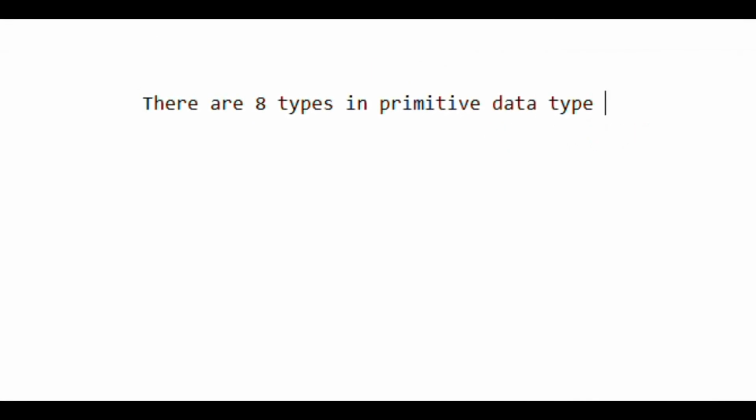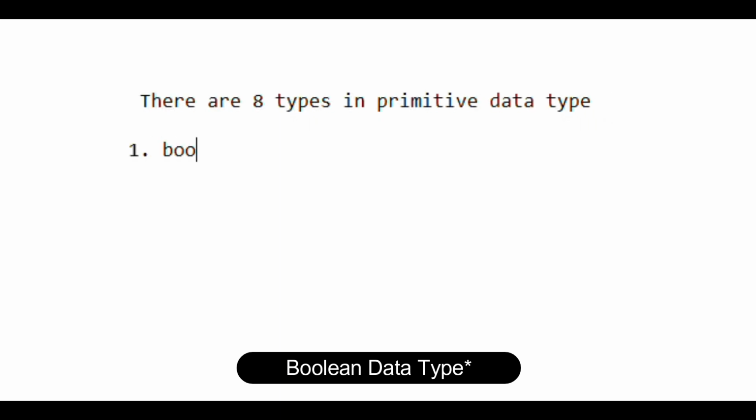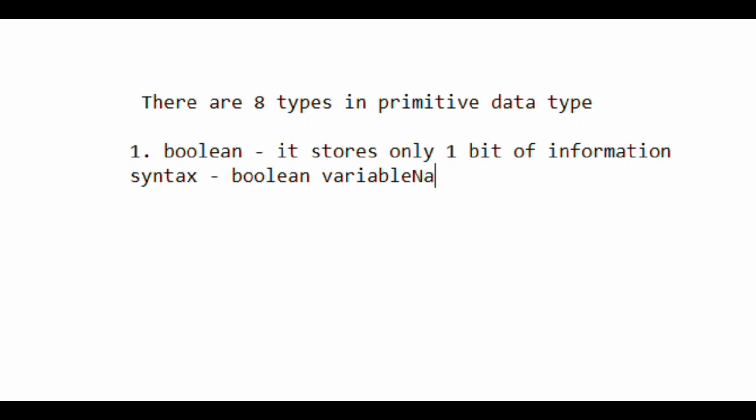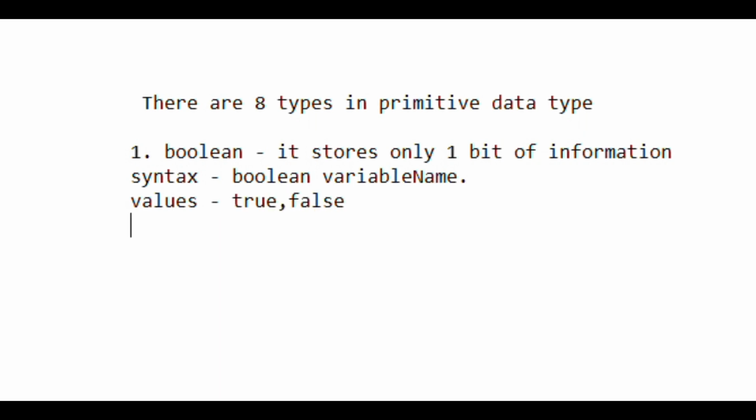So we can see the very first data type, which is boolean. It stores only one bit of information, and we can see the syntax for the boolean data type, which is boolean space variable name. A boolean variable can store only two values, which are true and false, and the default value would be false if we do not initialize the boolean variable.